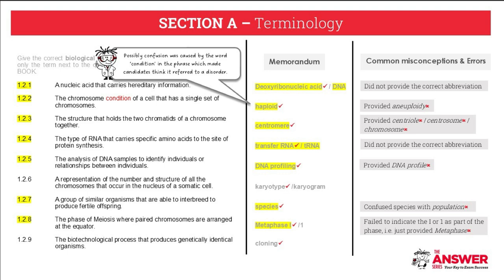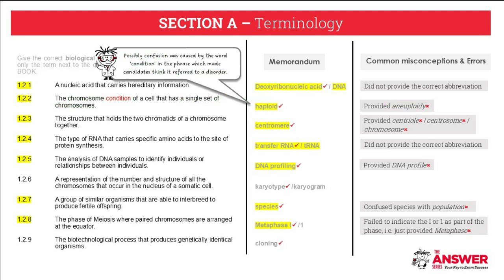Number 2 is the chromosome condition of a cell that has a single set of chromosomes. The answer there is haploid. A lot of learners read the word condition, and this created confusion because it made learners think that there was something wrong. There might have been a disorder. So that was a problem with the wording of the question. Learners in this regard often provided the incorrect answer, aneuploidy, which is also not actually mentioned as part of the exam guideline. Learners do not need to know about aneuploidy.